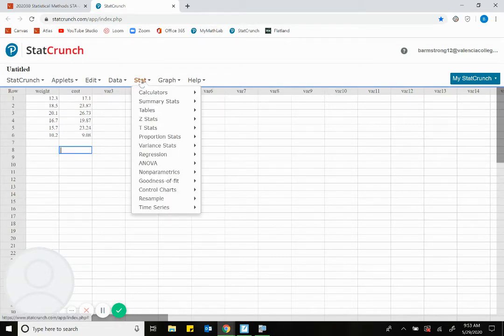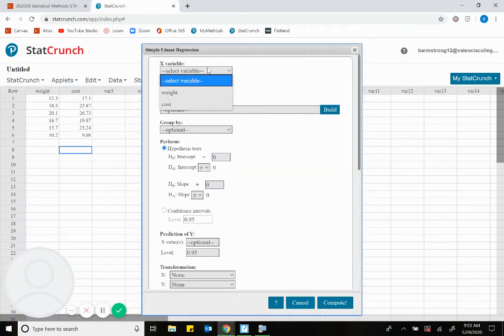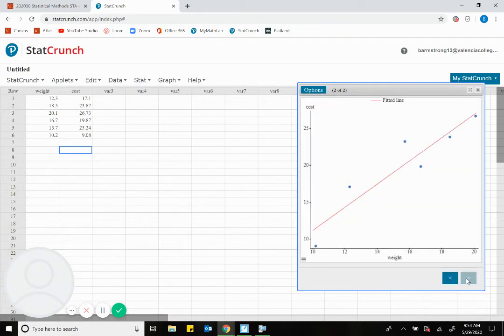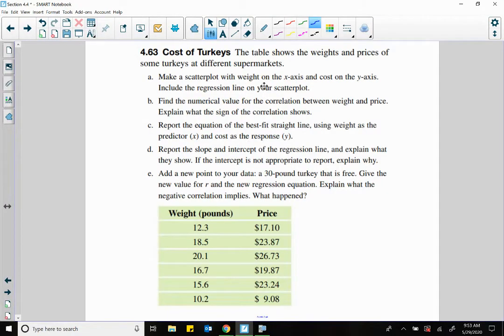And then we go to stat and run regression. And again, we're going to choose the weight as the x and the cost as the y and compute. Lots of information, but again, there's our scatter plot. And I love it. It looks nice. It's actually giving us our line and all that good stuff. All right. So going back here, we've got that.